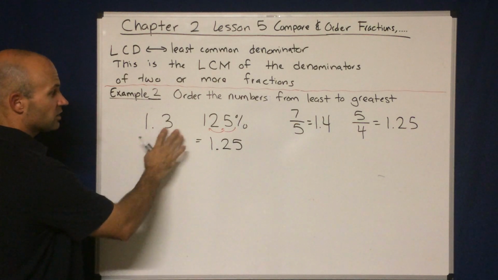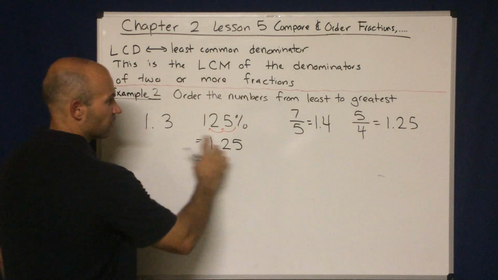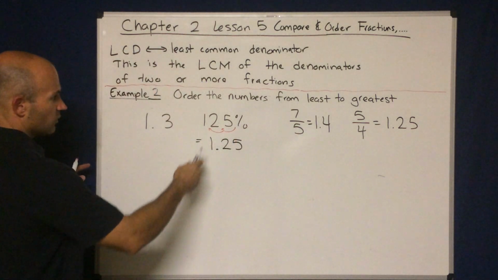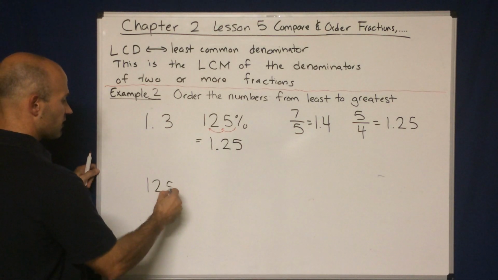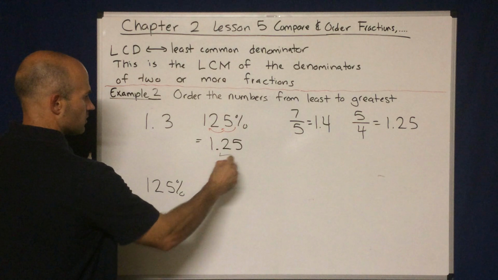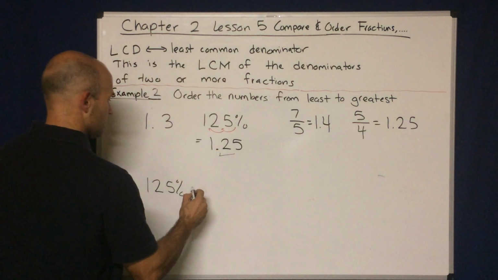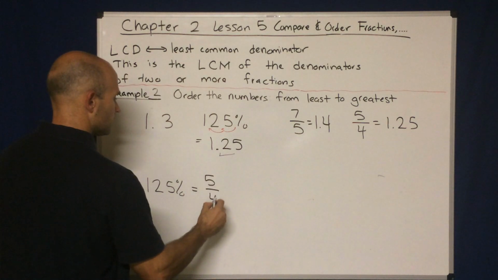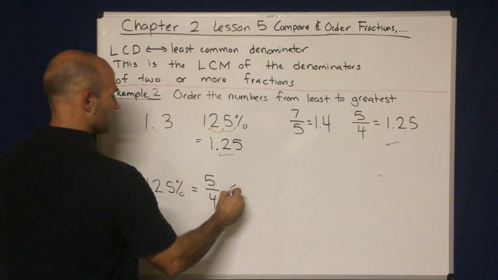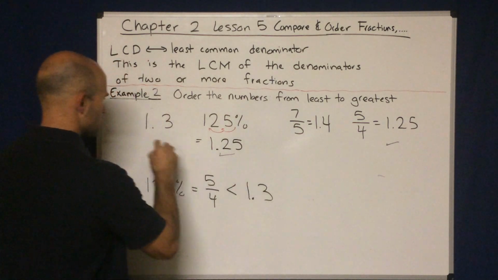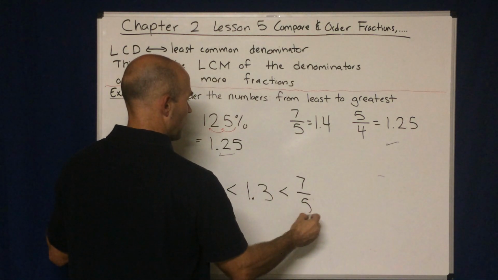Again, I'm going to use the notation that they gave us from the beginning, but I'm really looking at the decimal numbers when I go to order them. So I'll start here with the smallest, the 1.25. So 125% is equal to 5 over 4, which is less than 1.3, which is less than 7 over 5, because I know 7 over 5 is equal to 1.4.